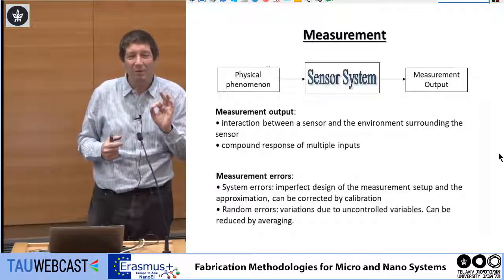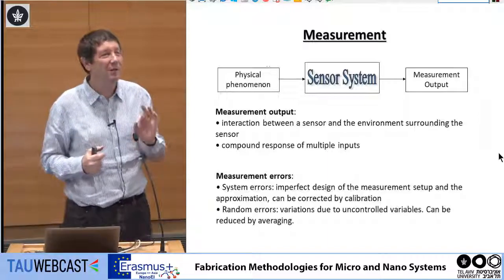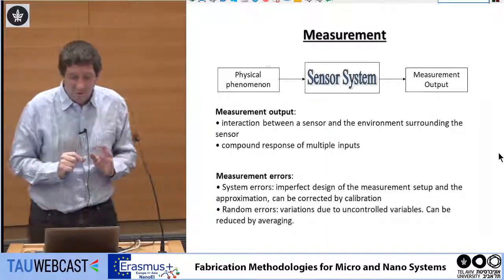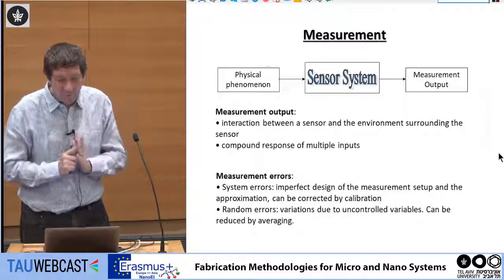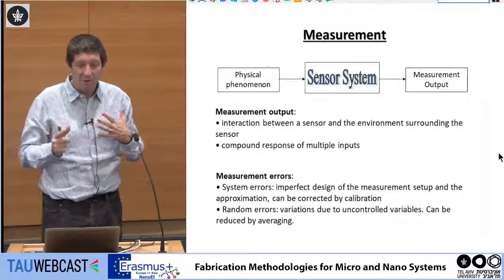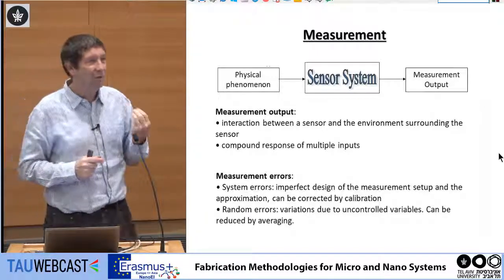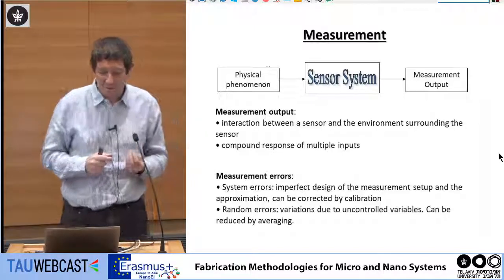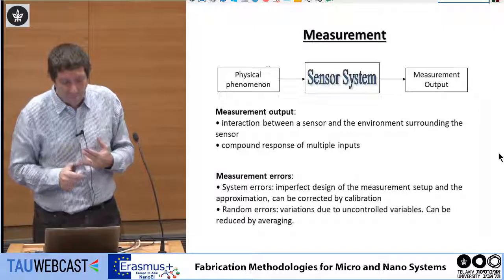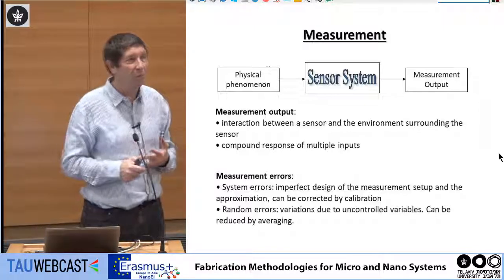I really wanted to give you a few definitions. I assume you've seen this before, but be patient. I want to cover all bases. So we talk about measuring output as the interaction between the sensor and the environment. There's an input, I generate an output. And don't forget, for every measurement, there is an error, from imperfect design of the measurements and approximation. It can be corrected by calibration, but we need to do calibration.